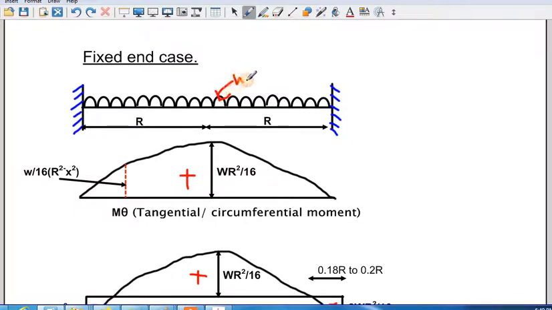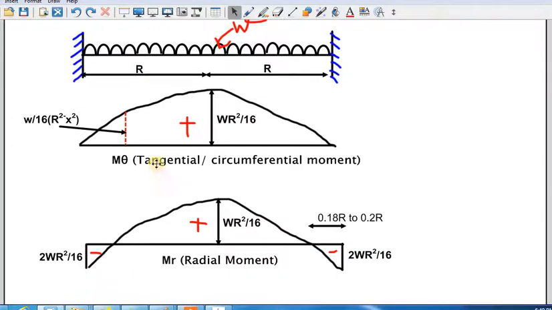Okay, UDL load W. Here also, the first case is a tangential moment diagram. At the center it will be W r square by 16. At the support it is 0, there will not be any radial stresses at the end.